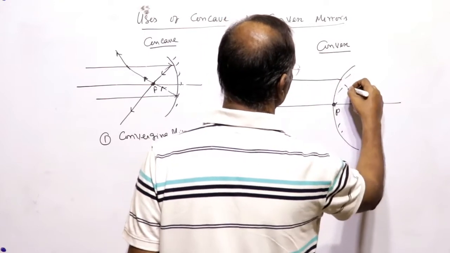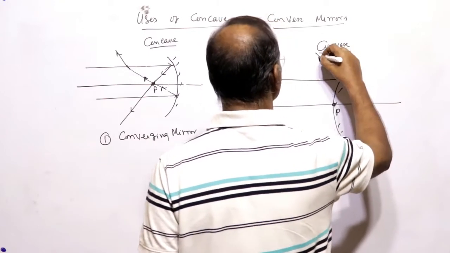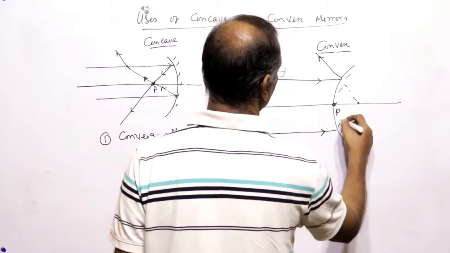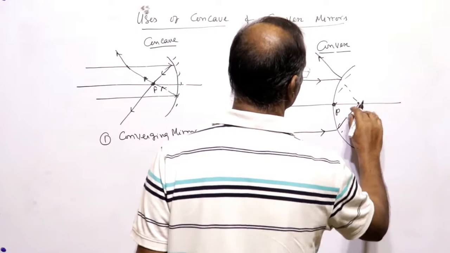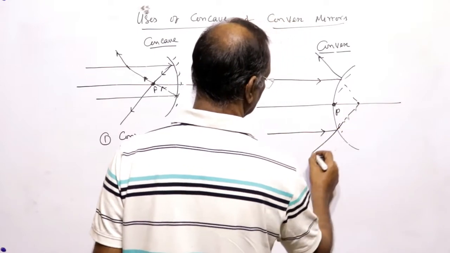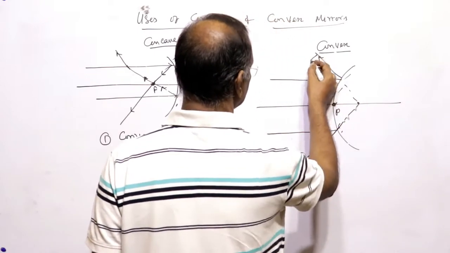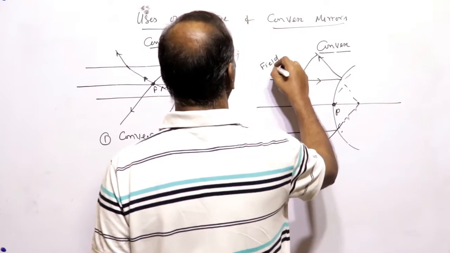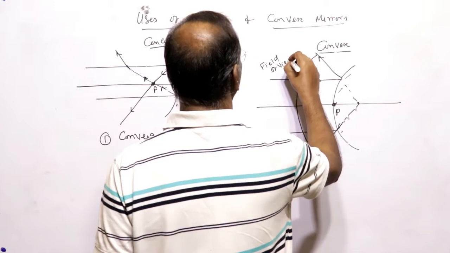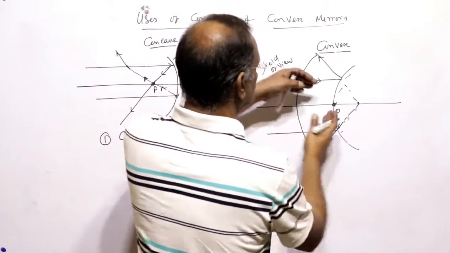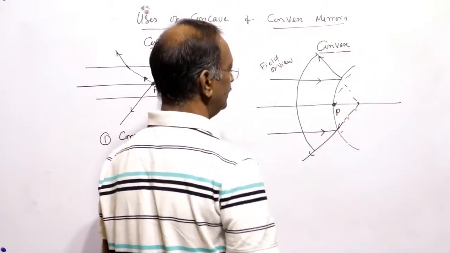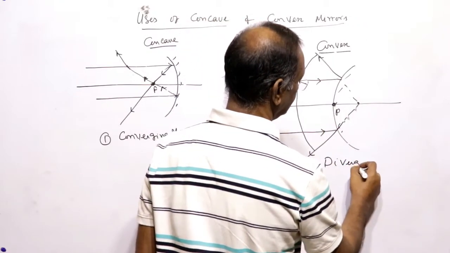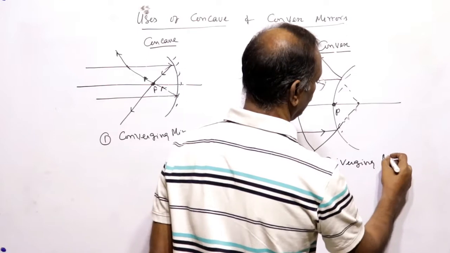A ray is coming parallel to the principal axis, it will go this way. This is the field of view. The rays which are coming get diverging from the mirror, so it is called a diverging mirror.